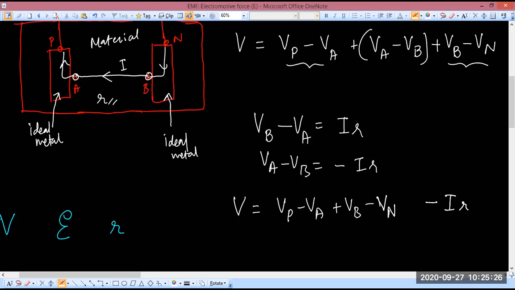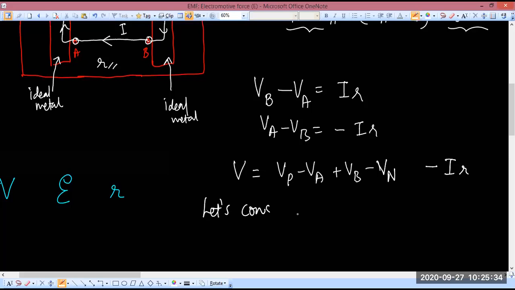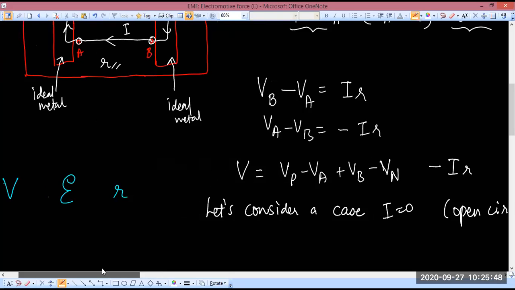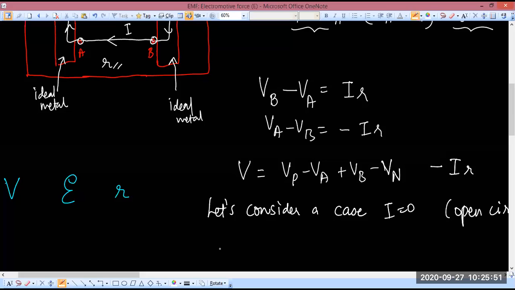Okay. So now, let's consider a case. I equal to 0, that is open circuit. I hope all of you get that. So in such a case, V should be equal to epsilon. Agreed? In such a case, V should be equal to epsilon. Do you understand this?